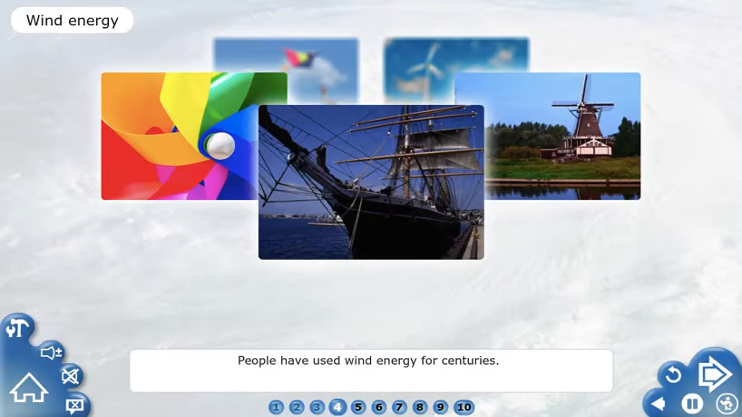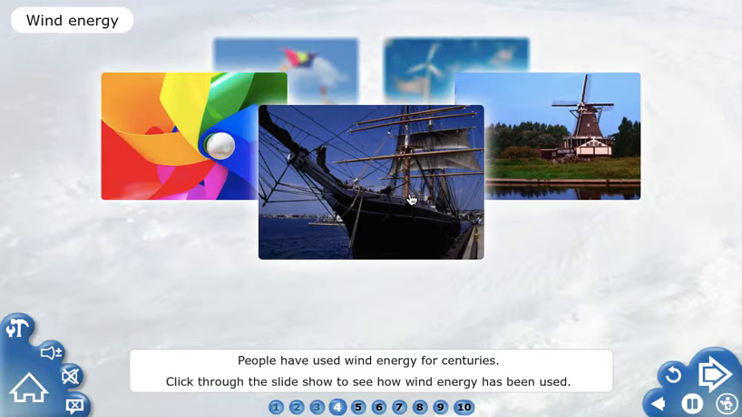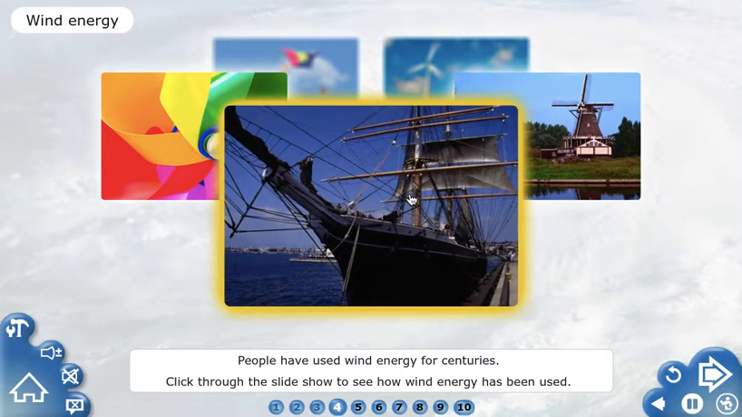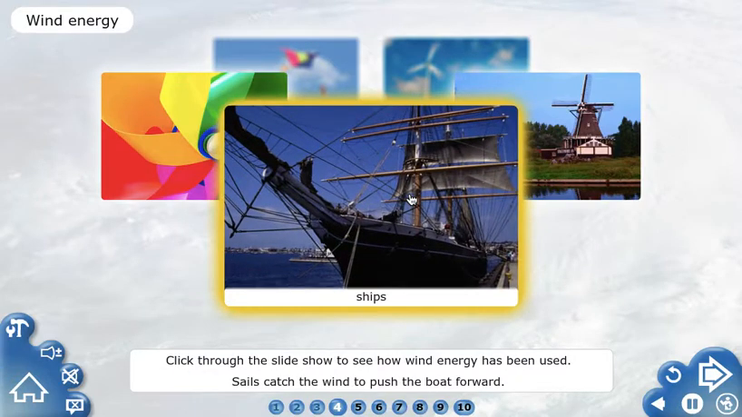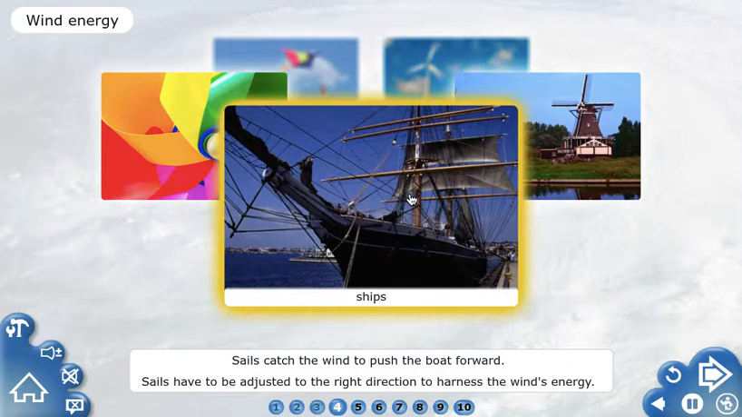People have used wind energy for centuries. Click through the slideshow to see how wind energy has been used. Sails catch the wind to push the boat forward. Sails have to be adjusted to the right direction to harness the wind's energy.